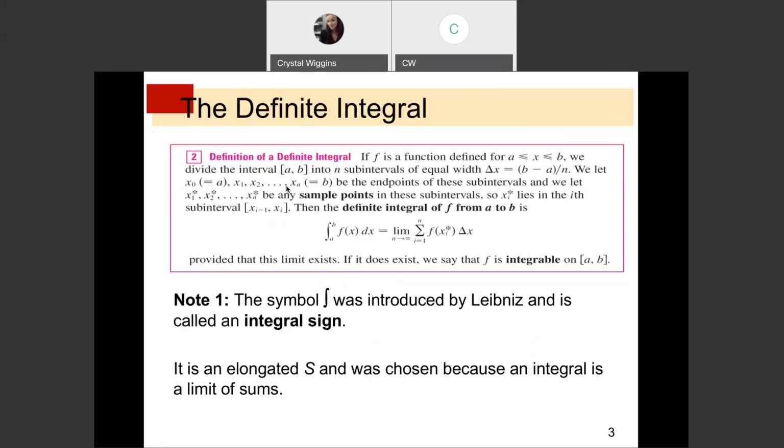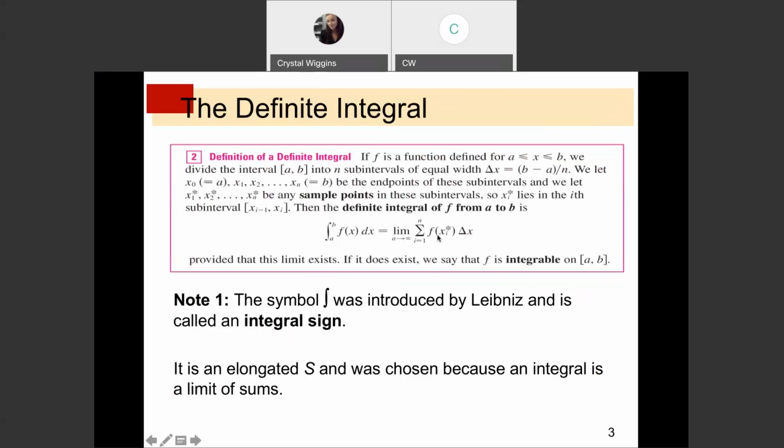So the definition of a definite integral is exactly this. We have this fancy little symbol here. It's called the integration symbol, the integral sign, and it was created by a guy named Leibniz. I'm probably butchering that name, so I apologize. I know how to pronounce it too, but it's just not coming to me.